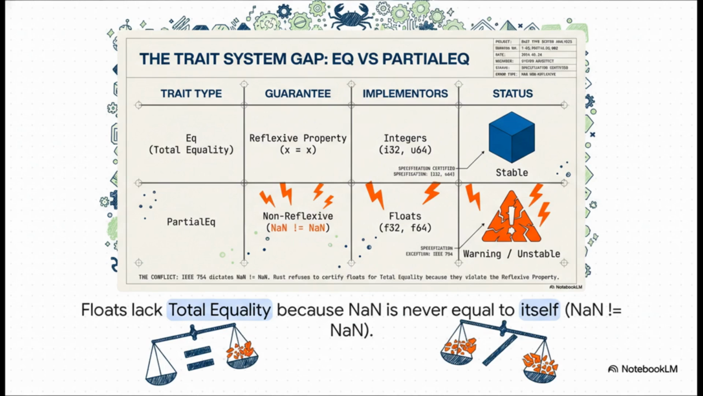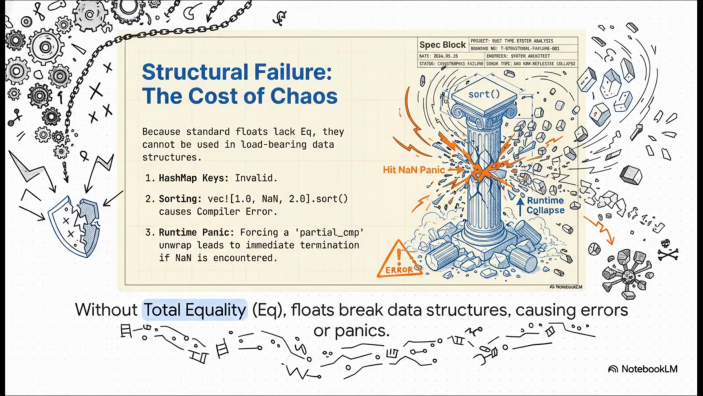You've got total equality, or Eq, for things like integers, where 5 is always equal to 5. Simple. But then you have partial equality, or PartialEq, and floats get stuck here because of one bizarre rule from the math standards. NaN is never, ever equal to itself. That's a huge problem. And the consequences of that rule?